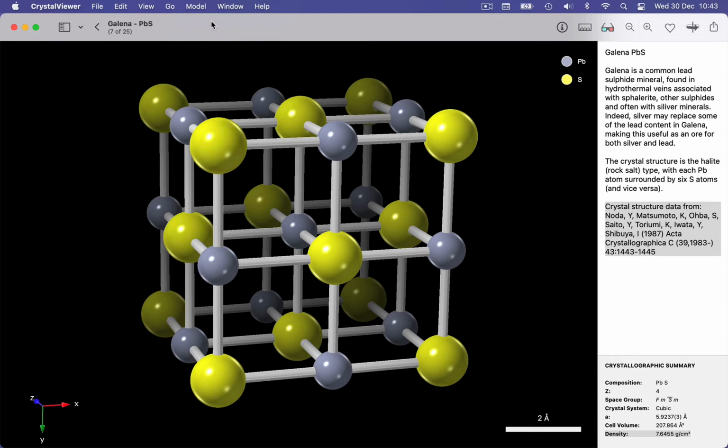by smaller spheres. Now, CrystalViewer has a special measurement mode, and we can enable this by clicking its icon in the toolbar. Now, in this mode, the mouse behaves differently. You can't click and drag to rotate or scale, but we can make measurements.